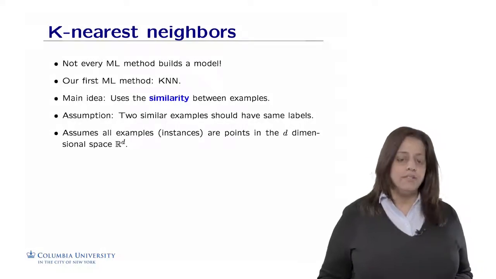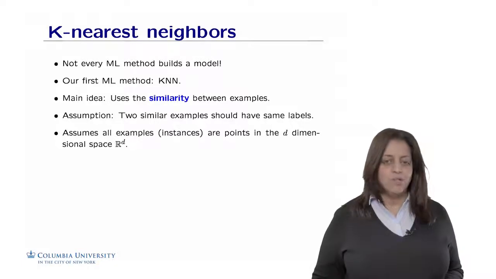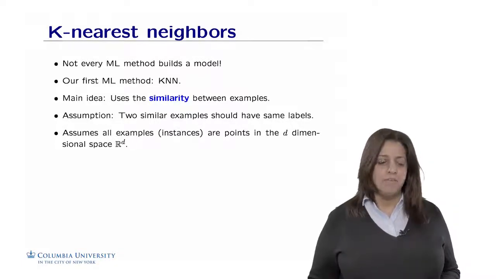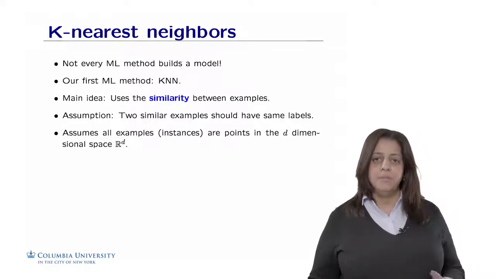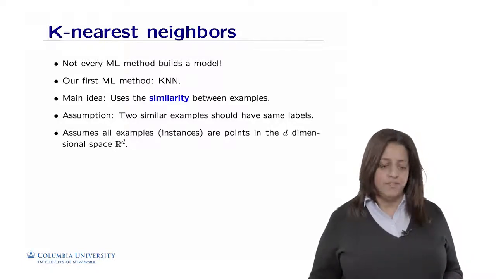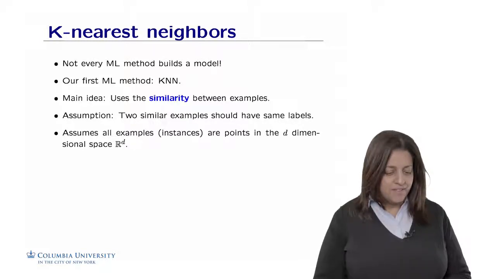Let me first point out that not every machine learning method builds a model. Today I choose to talk about k-nearest neighbors. Maybe this is one of the oldest machine learning methods out there. Typically k-nearest neighbors don't build a model, but they still do some classification. They're able to do classification and regression. So our first ML method is KNN.